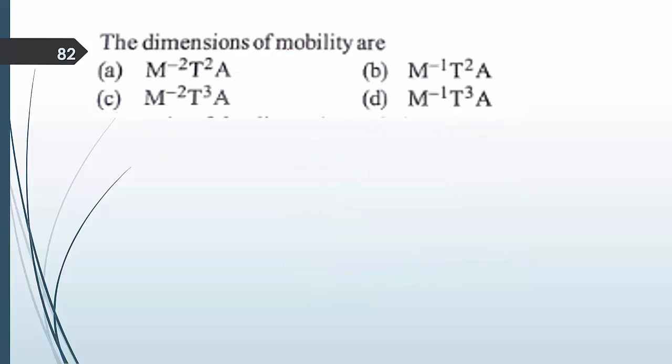Question number 82. The dimensions of mobility are, yes, first you have to know what mobility is. Mobility gives how quickly an electron can move through the conductor. How fast the electrons are moving in the conductor, that is given by mobility. Mobility is generally denoted by the symbol mu. Mu equal to drift velocity divided by E, E indicates electric field. Vd divided by E. What is Vd here? Drift velocity.